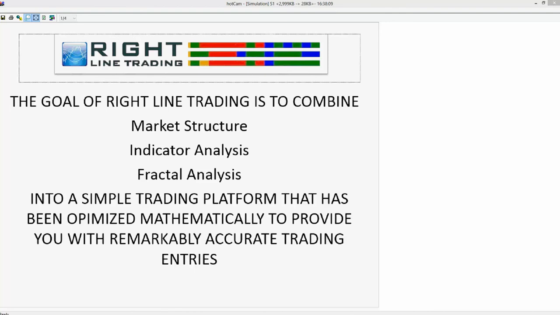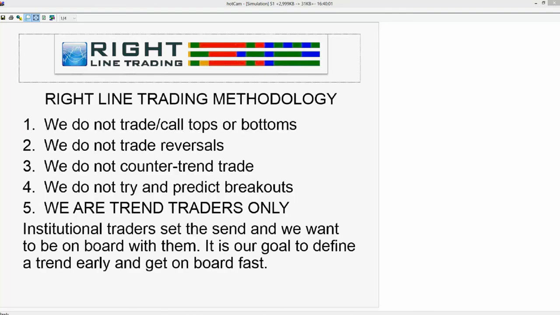Now, part of our, and this is really, I think, extremely important and a core part of becoming a profitable trader, is our trading methodology. And you're going to see exactly how this plays out when I show you our charts. Now, we do not call tops or bottoms, and I have never seen in 10 years of trading any software system that can effectively call a top or effectively call a bottom.